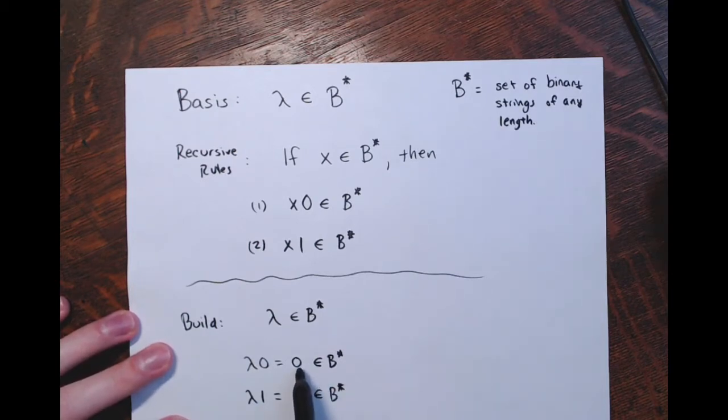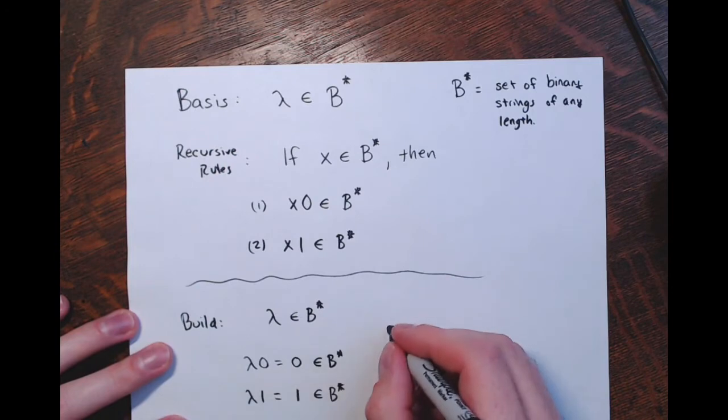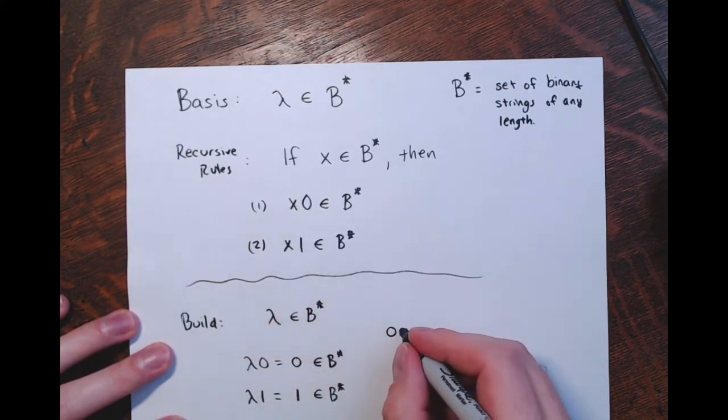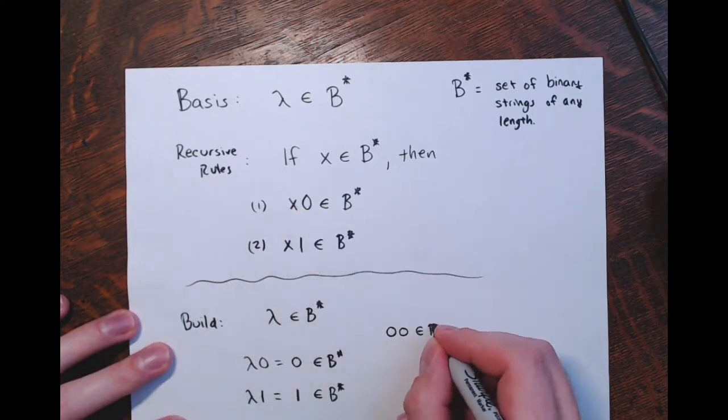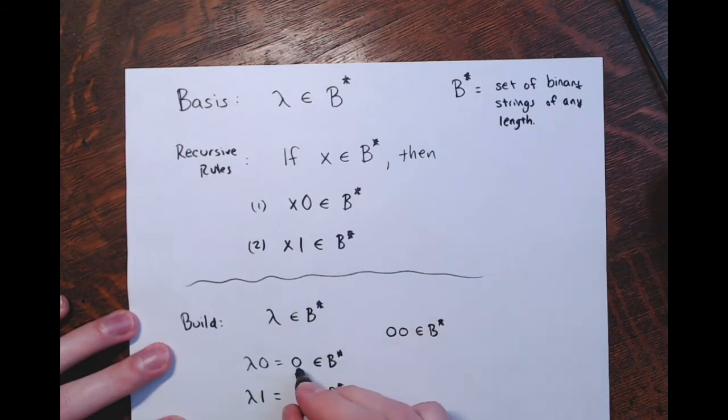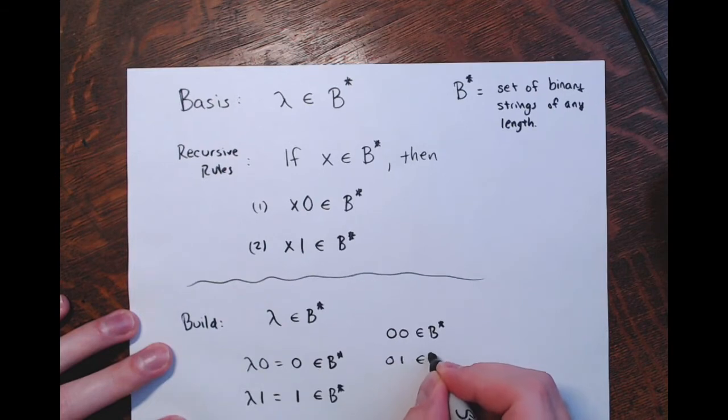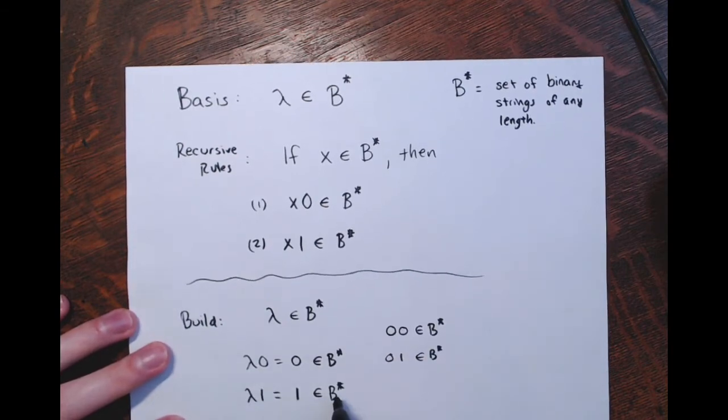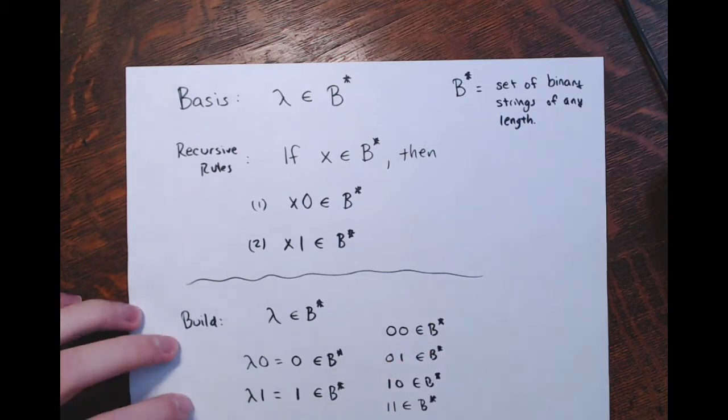And now that this belongs to the set of strings, I just throw a 0 on it. Apply rule 1 again. This would belong to the set of strings, 0, 0. Apply rule 2 to it, just throw a 1 on it. This belongs to the set of strings. Same thing for this 1. 1 belongs to the set of strings. Apply the rules. If I apply rule 1, then 1, 0 belongs to the set of strings. Apply rule 2, put a 1 on that, and 1, 1. That string belongs to the set of strings. Those are all the strings of length 2.